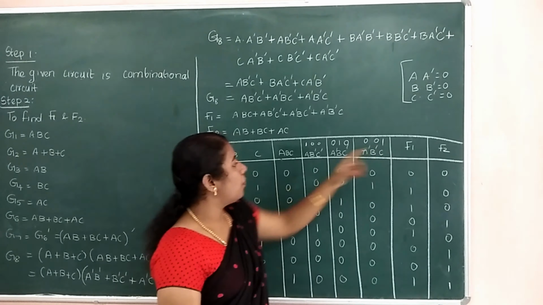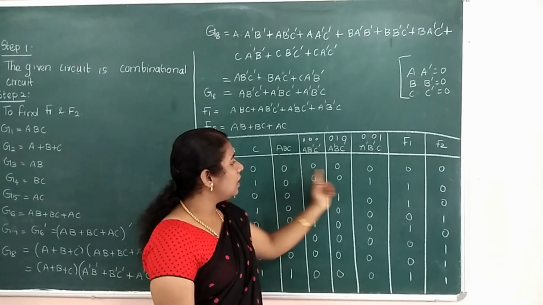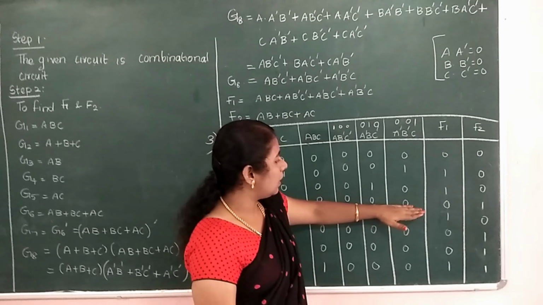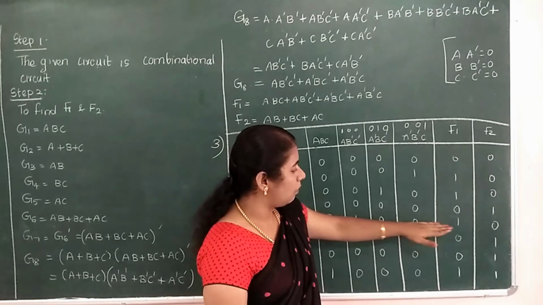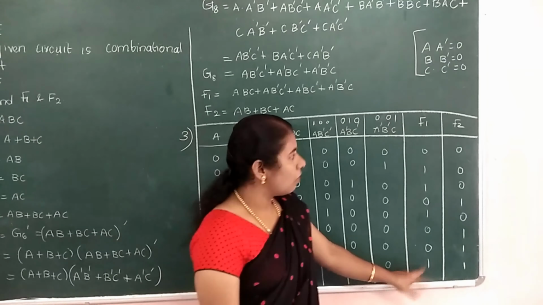Then for function f1, it is a sum of all these. Sum of all these means just add all these things. If any one of the terms is 1, the output will be 1. So for the first one it will be 0. Here for the second one it will be 1. Third one again 1 is there, so on. Then for the fourth term it will be 0. Then for this case it will be 1. Like that it proceeds. For the last one it is 1.